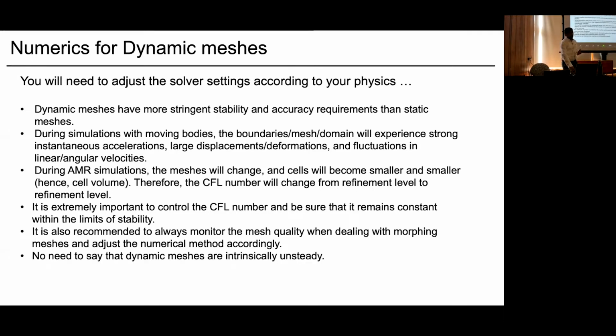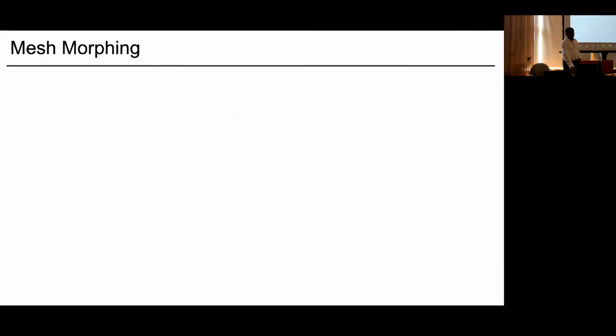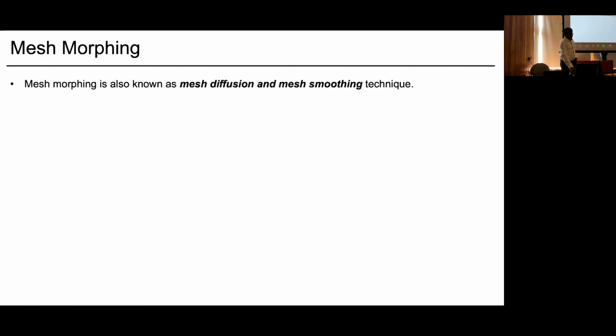And dynamic mesh problems are inherently unsteady. It's very intuitive, and it's also computationally expensive. So now I will go one by one through these different mesh motion capabilities, and I will show you some examples, how the case setups look, and what are the different criteria that we need to ensure for a successful simulation. So the first capability is mesh morphing.